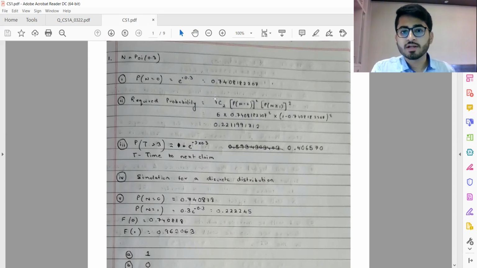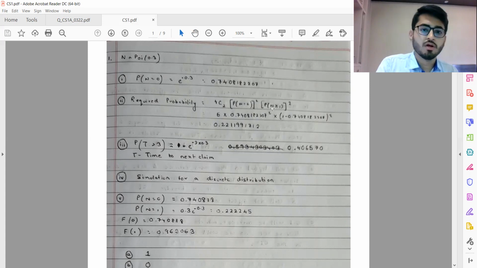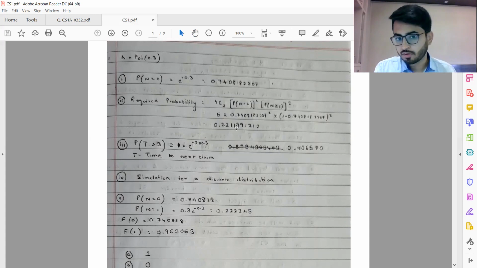So the total ways to arrange this is 4C2, times the probability N = 0 squared, because in 2 years we need 0 claims each, times the probability N ≥ 1 squared, as in the remaining 2 years I want the number of claims to be 1 or more. Remember that the probability N ≥ 1 is nothing but 1 minus the probability N = 0. In solving, we get this to be 0.2211991712.